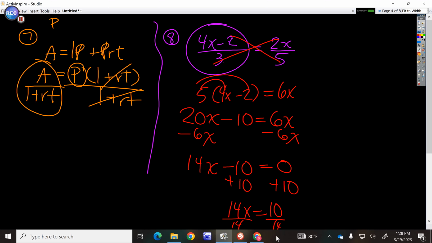Now this is not a valid answer because it's not simplified. Both of those numbers are divisible by what? 2. So the answer is actually 5 over 7. What'd you say, Mia?